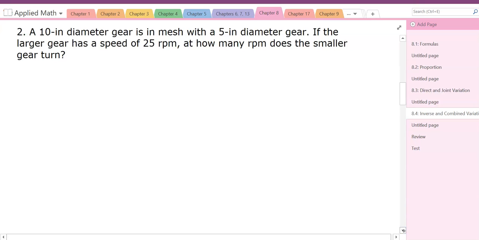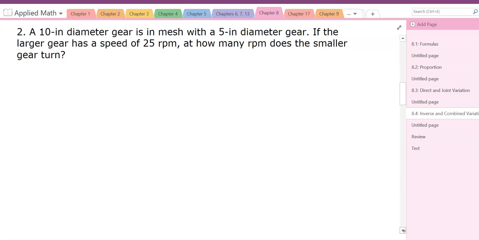This one says that we have a 10-inch diameter gear, and it's in mesh with a 5-inch diameter gear. So these two gears are almost like connected to each other, but they have different diameters. That means that across the center of that gear, it's a little bit of a different size. The larger gear is turning at 25 revolutions per minute, and we want to figure out how many revolutions per minute, or RPM, the smaller gear does.